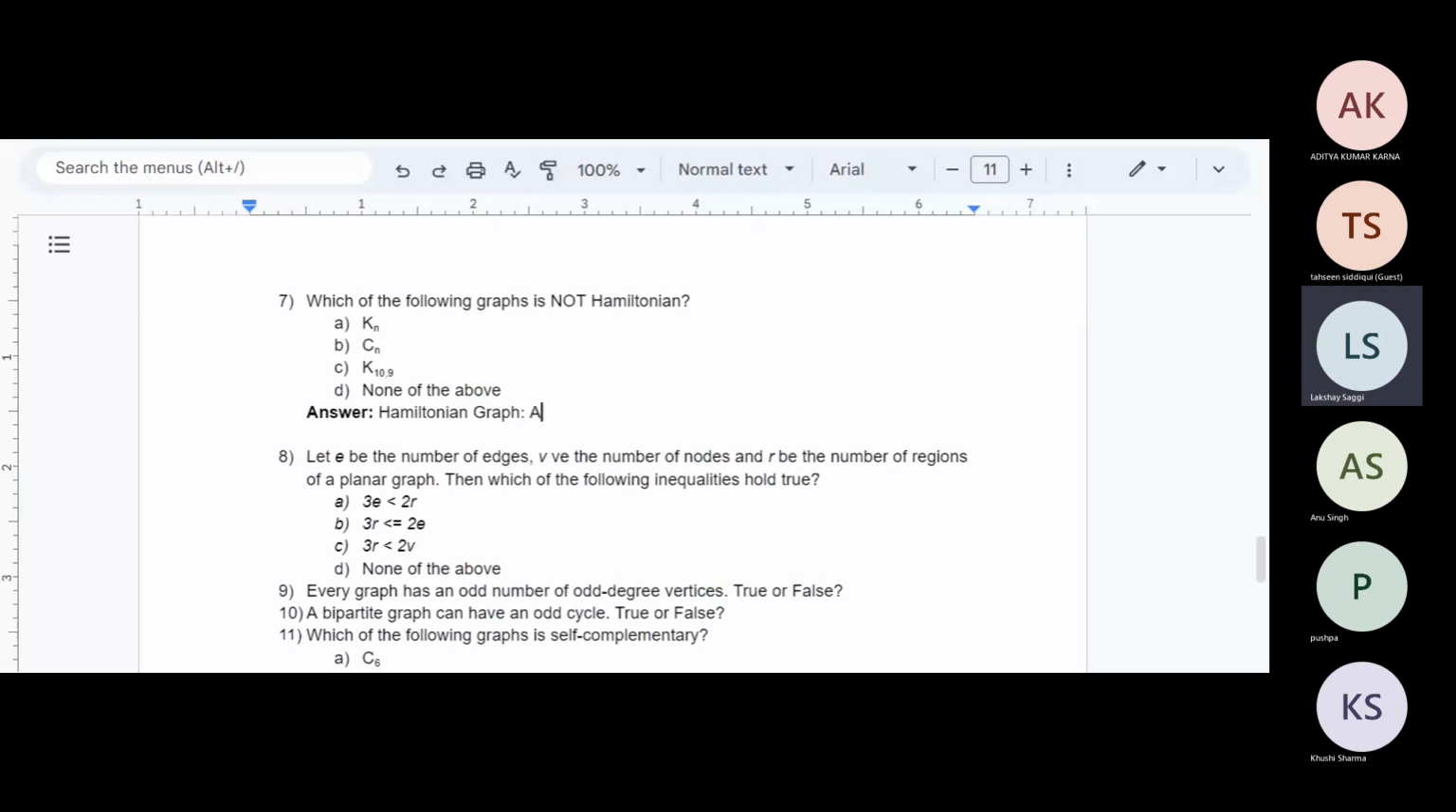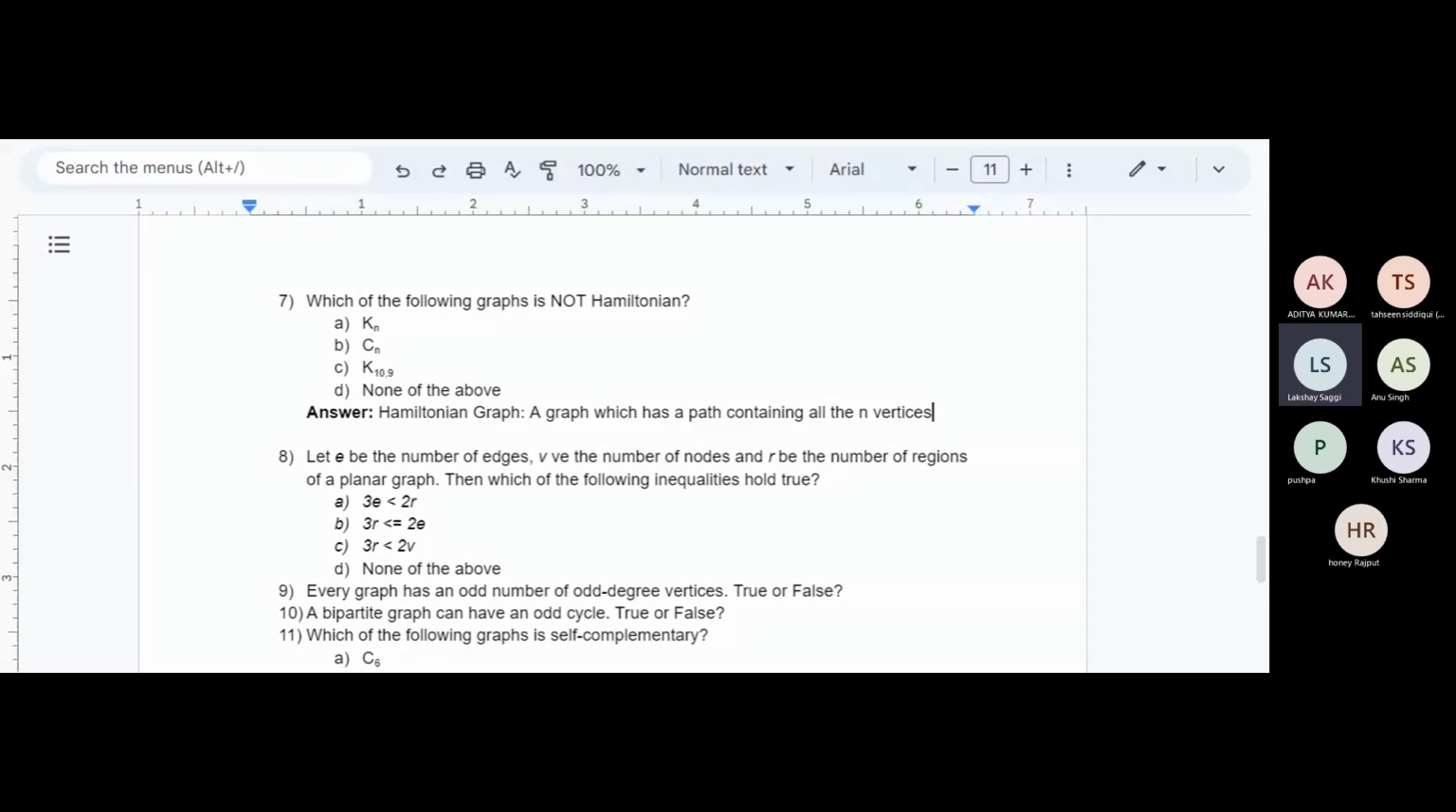A Hamiltonian graph is a graph which contains a Hamiltonian path. A Hamiltonian path is a path which contains all the vertices of that graph. So that's the straightforward definition for the Hamiltonian graph.